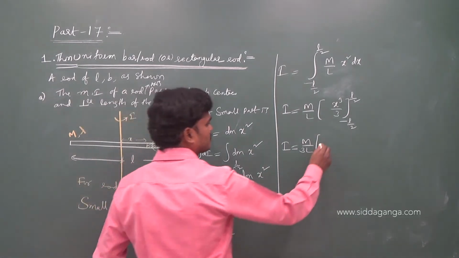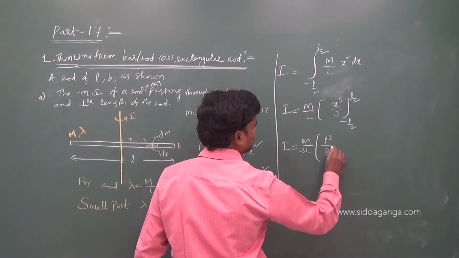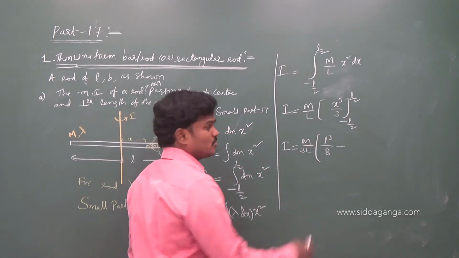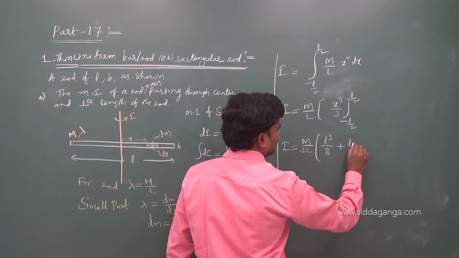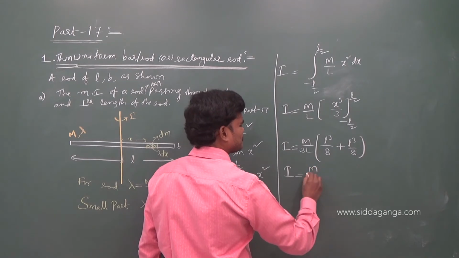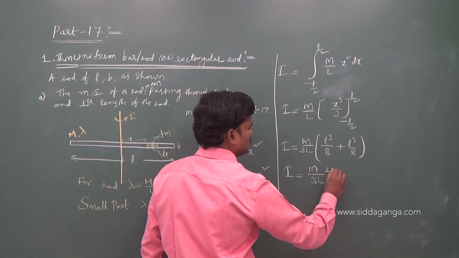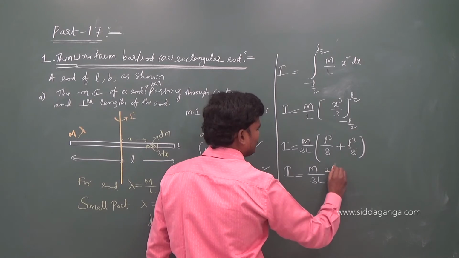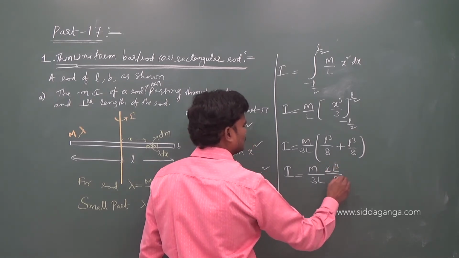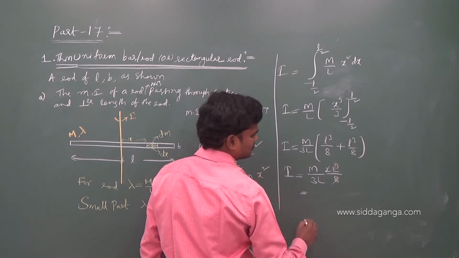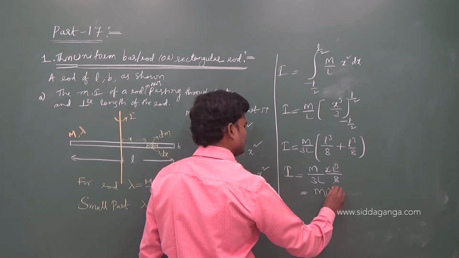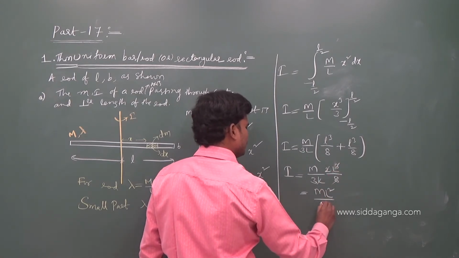L by 2 cube means L cube by 8, minus of minus. I think you know how to substitute the limits: upper limit minus lower limit, and the lower limit has a minus again. So L cube by 8 twice. Then I is equal to m by 3L into 2, capital L cube by 8. The 2 and 4 simplify, and the answer is M L square by 12.